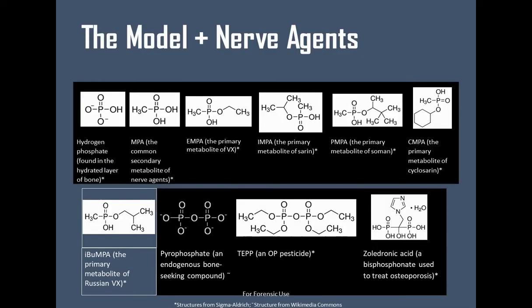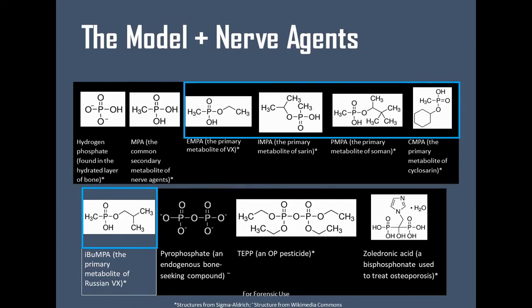And so if we look a little bit at the structure of these, we have structures based on what could be present in the bone. Hydrogen phosphate is found in the hydrated layer of the bone. And if we look in more detail at the structure, MPA, which is a common metabolite of many nerve agents, has a very similar structure, with only a methyl group different from hydrogen phosphate, which could lend itself to being incorporated into the matrix.